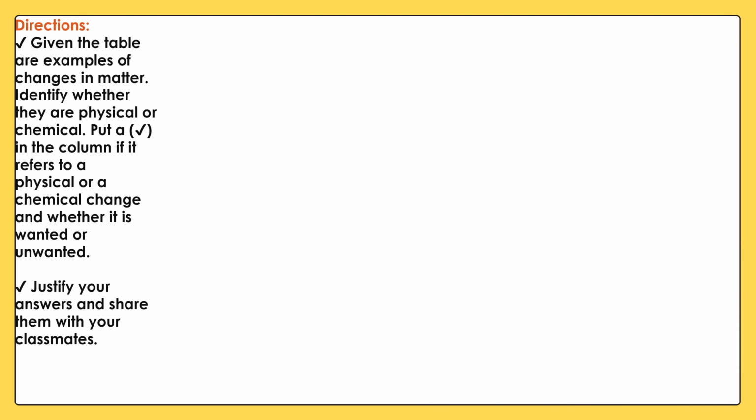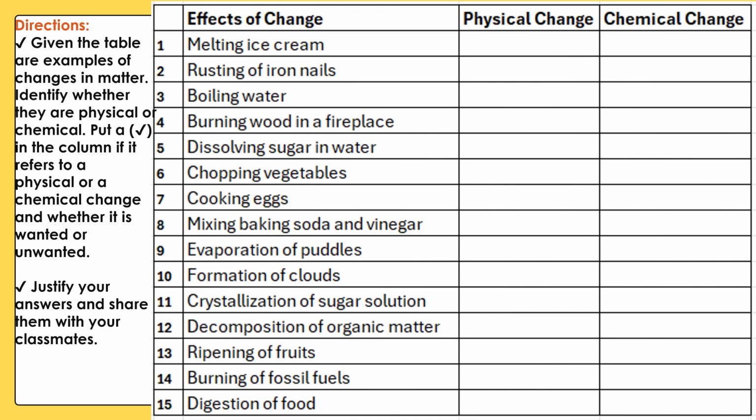Let's have an activity. Given the table are examples of changes in matter. Identify whether they are physical or chemical. Put a check in the column if it refers to a physical or chemical change and whether it is wanted or unwanted. Justify your answers and share them with your classmates.